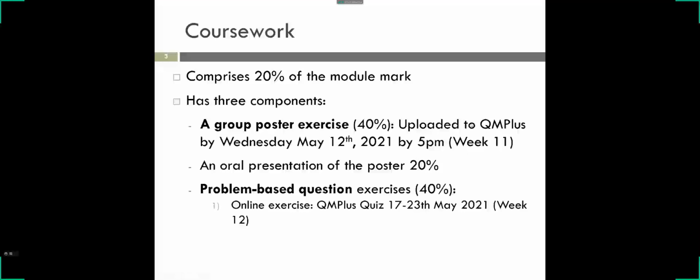So for the coursework, there are 3 components. There'll be a group poster, which involves preparing the poster and uploading it for marking. We've divided the class into groups of 6. And then for the third workshop, you'll do a very short presentation of the poster to the class. And in the last week, there'll be a problem-based question exercise online. We'll make it available to help you prepare for the exam, the type and style of questions. Okay, this will be how your coursework grade will be marked.